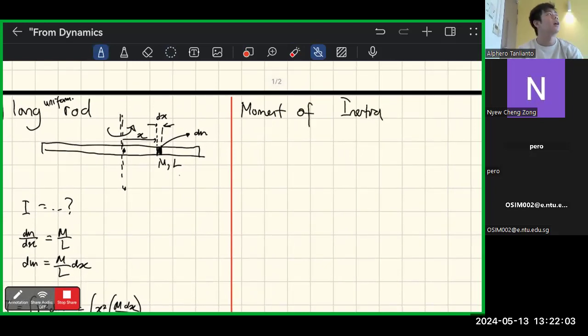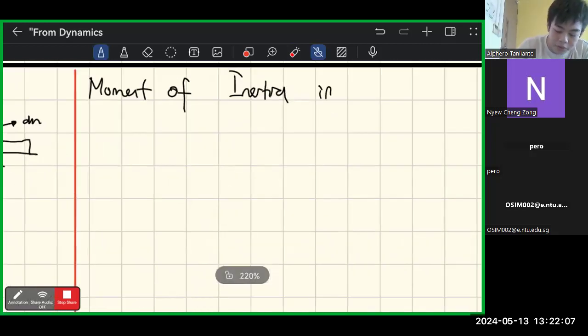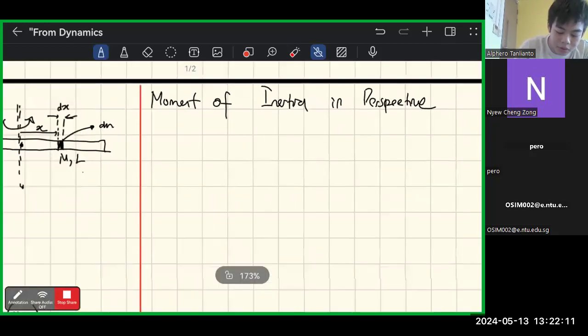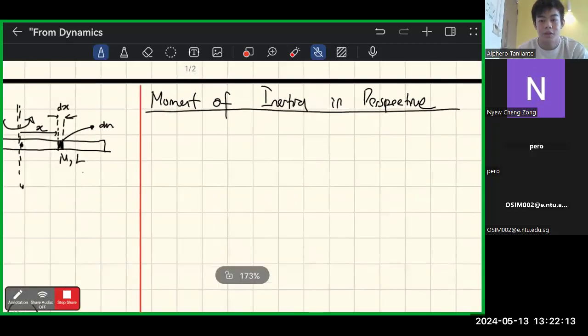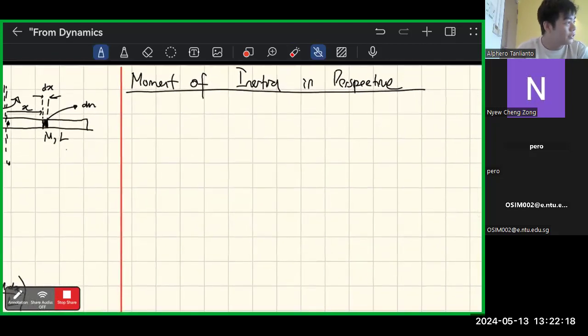But I will show moment of inertia in perspective. This is a concept that usually they don't explain that much, but I want to. So this is a very simple example. If we say that we have not a rod now, but we have a rectangular mass.